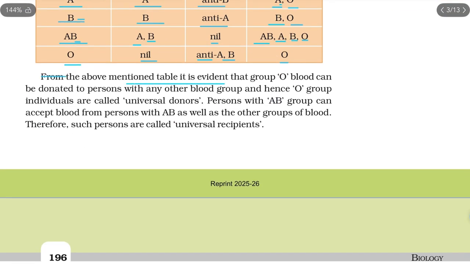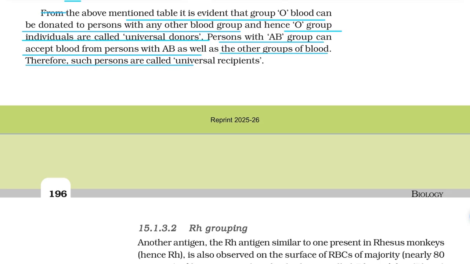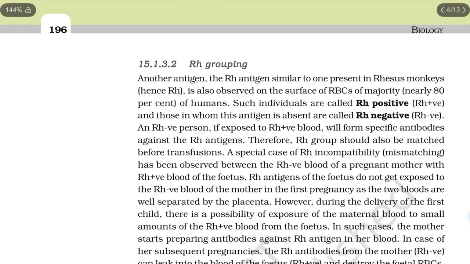From the above mentioned table, it is evident that group O blood can be donated to persons with any other blood group, and hence O group individuals are called universal donors. A person with AB group can accept blood from persons with AB as well as the other groups of blood. Therefore, such persons are called universal recipients.